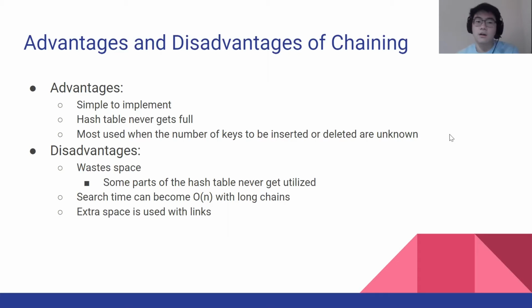Some disadvantages are that it wastes a lot of space because there are cells in the hash table that you will just never use sometimes. And when collisions occur too much and there are a lot of items in a linked list, then searching and deletion become O of n time in the worst case. And there's extra space used with links that come from the linked lists in each cell.